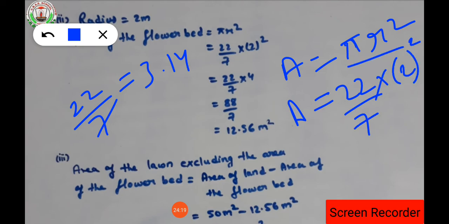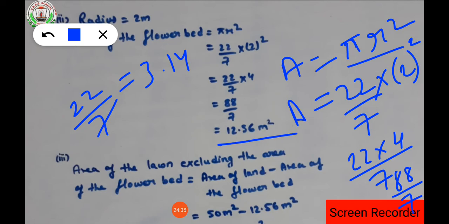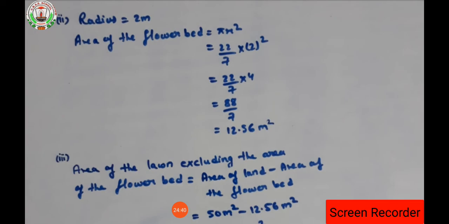Since the formula is pi r square, that means radius will be multiplied twice, isn't it? So, 22 into 2 into 2 over 7, isn't it? So, how much will it be? 88/7. Dividing 88 by 7, we will get the required answer as 12.56 meter square. Clear everyone? Have you understood up to here?